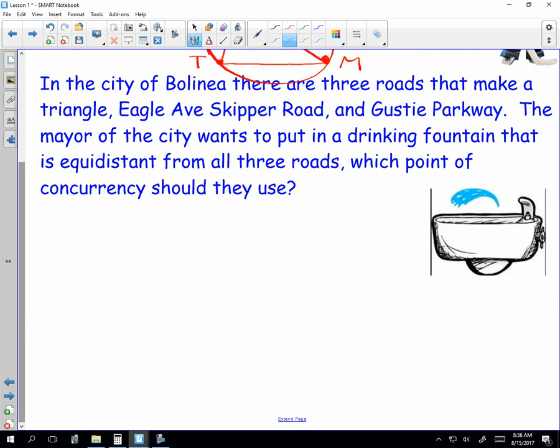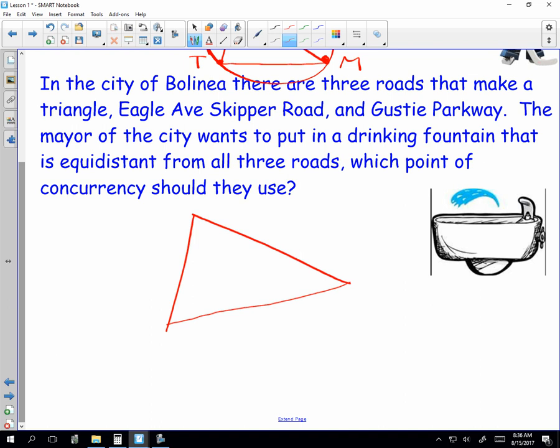Okay, now looking at our next situation here. We've got the city of Bologna. There are 3 roads that make a triangle. So we've got road number 1, road number 2, road number 3. So we have the 3 roads, and the mayor wants to put a drinking fountain that is equal distance from all 3 roads.